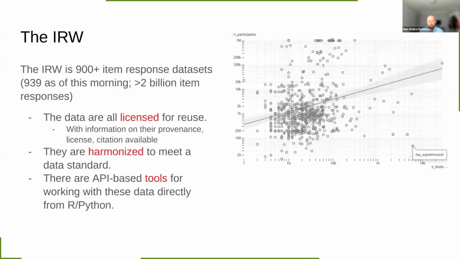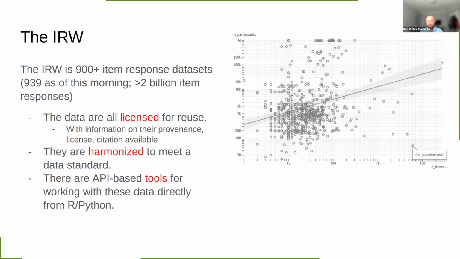So what is the item response warehouse? It is a collection of over 900 item response data sets. I actually updated the website this morning, and I believe there are now 939. There are many billions of item responses in there. And there are a few critical features of it. First, all of the data on the item response warehouse have been licensed for this kind of reuse, and we provide information about that data such that you can better understand what you're using and how to cite it, and I'll offer more information about that as we go.